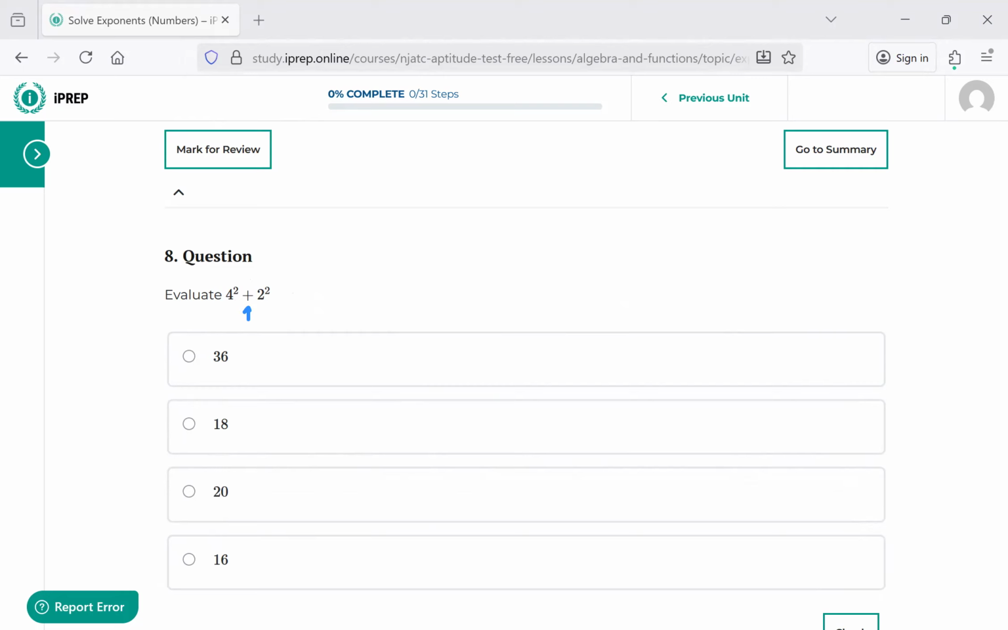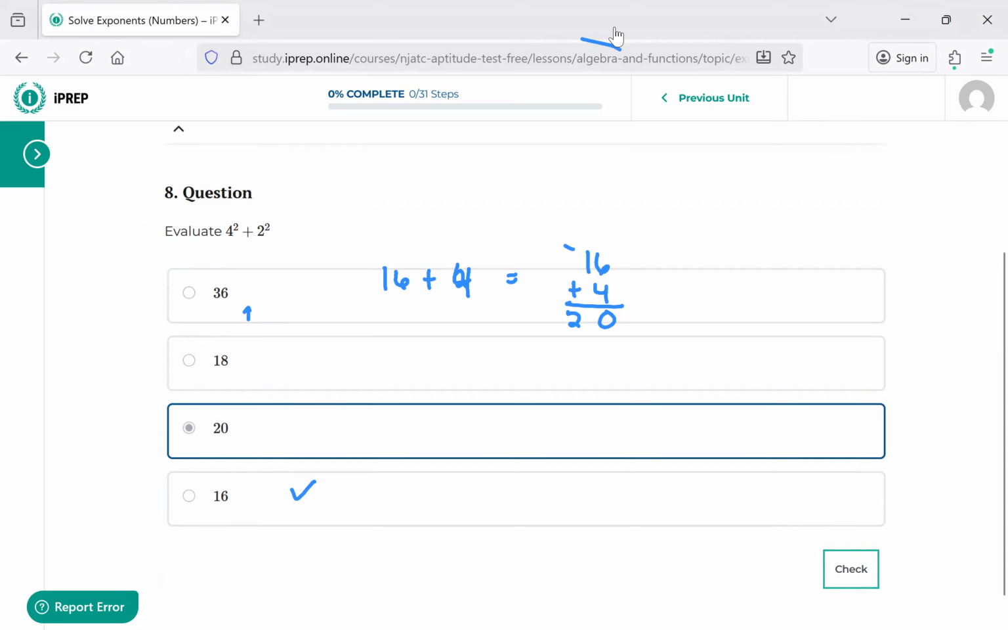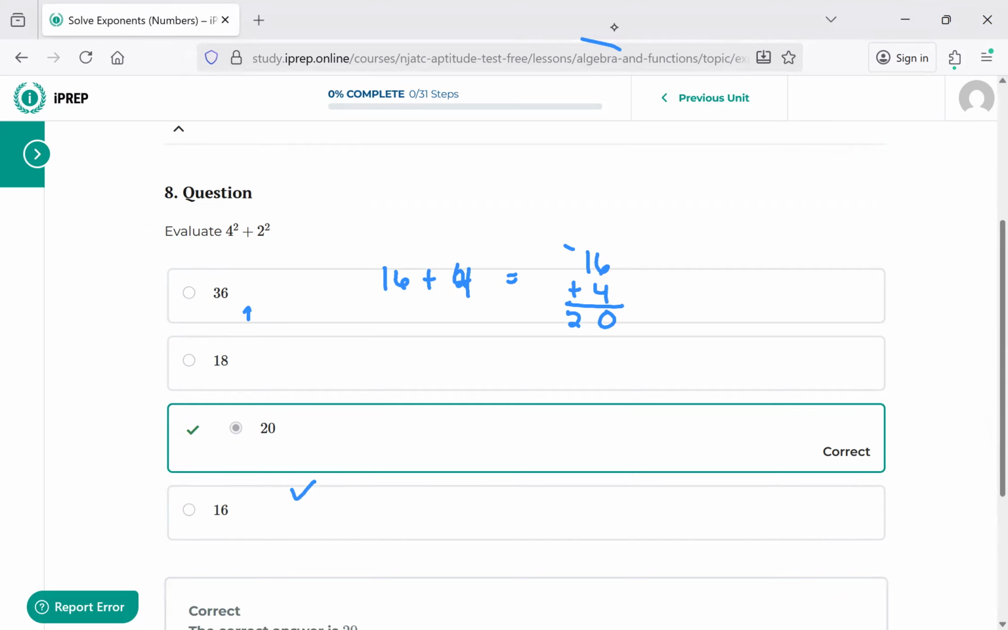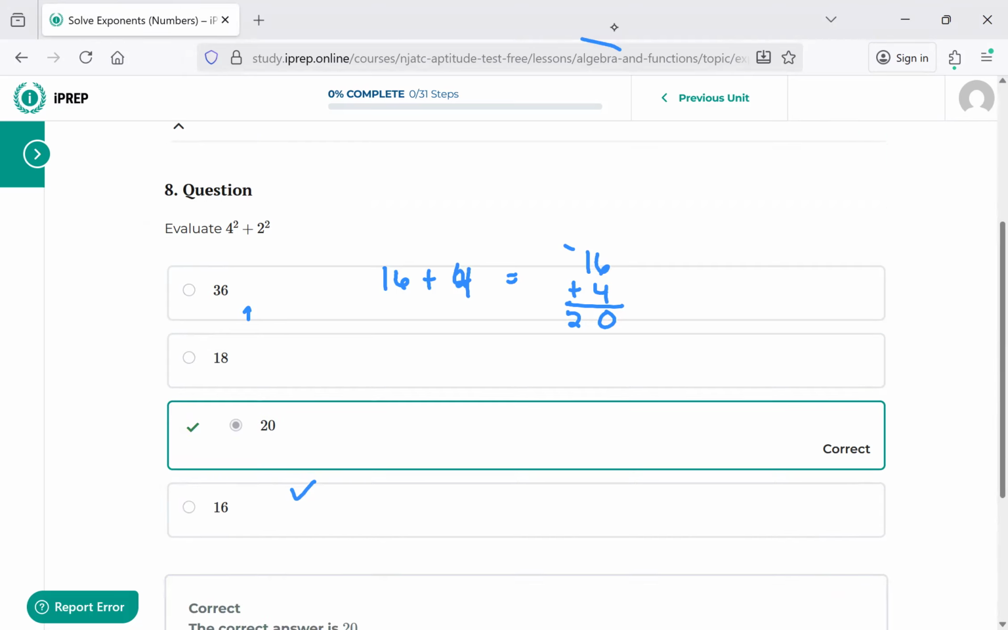What's 4 squared? 16. Plus, what's 2 squared? 4. What's 16 plus 4? That's 6, 7, 8, 9, 10. Carry the 1, that's 20. Good.